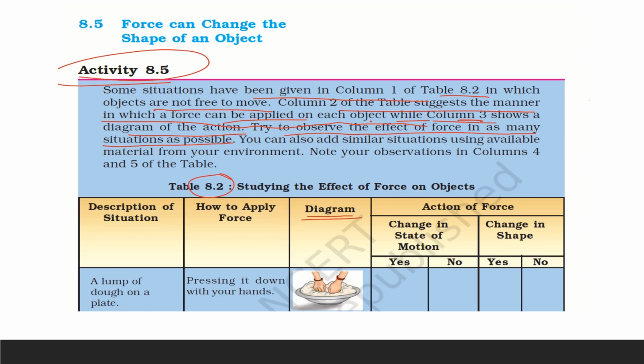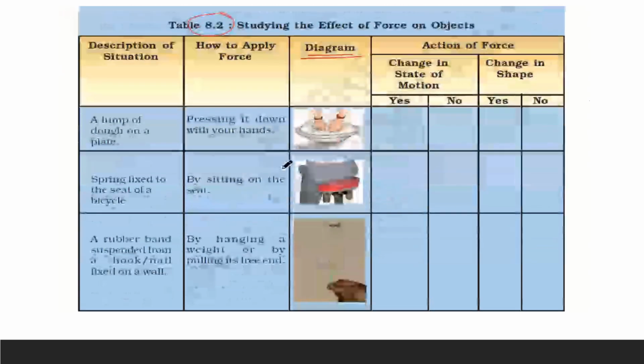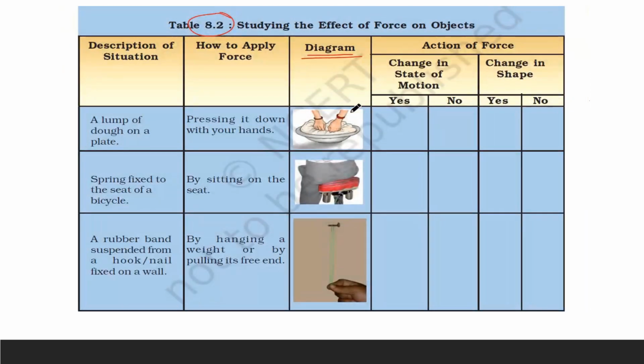So let us take this, because in the previous episode I took only one example, of making a dough. So first is a lump of dough on a plate. You can see this diagram here, pressing it down with hands. So is there any change in the state of motion, or is there only a change of shape? You are supposed to think and write. So what do you think? You just think and write, and we will clarify with the answers in the next class.